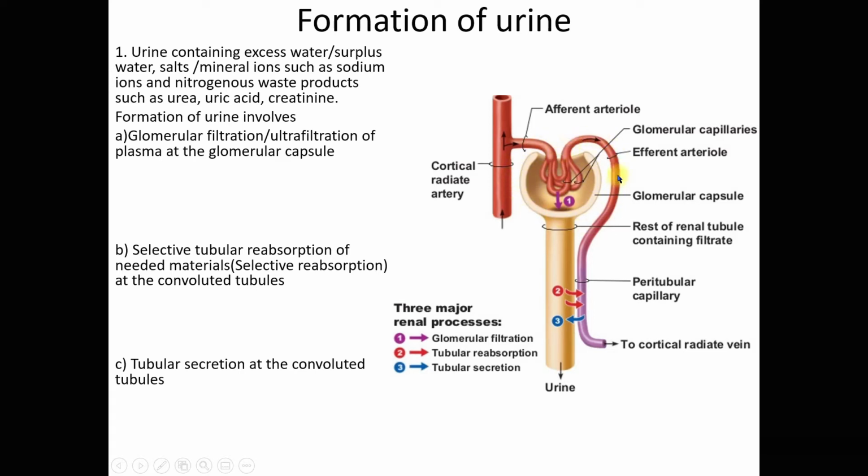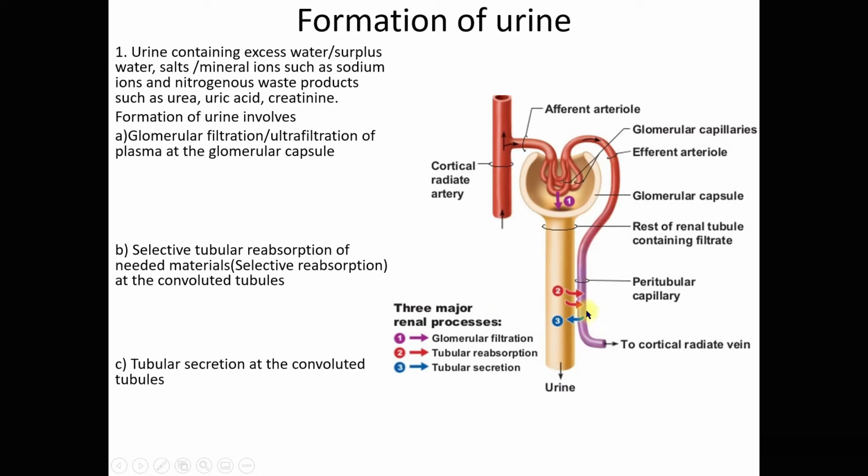The second stage is known as selective tubular reabsorption of needed materials. So meaning to say the glomerular filtrate in the proximal convoluted tubule as well as in the distal convoluted tubule will be reabsorbed into the peritubular capillaries. Again, let me rephrase. The second stage is known as selective tubular reabsorption of needed materials, which occurs at the convoluted tubules. So when I say convoluted tubules, this second stage occurs at both the proximal convoluted tubules and distal convoluted tubules.